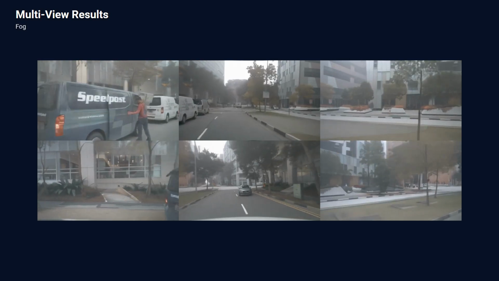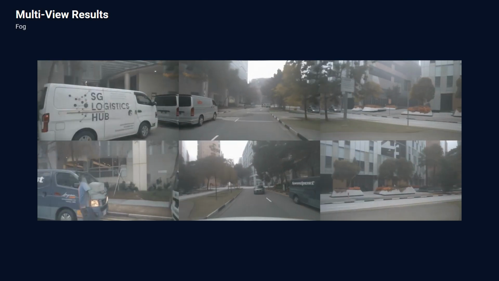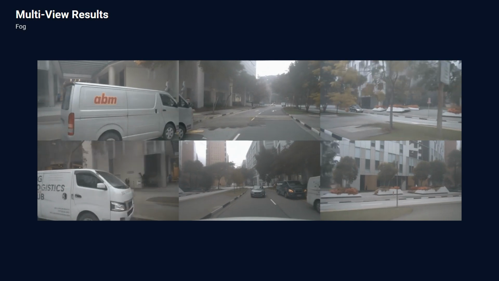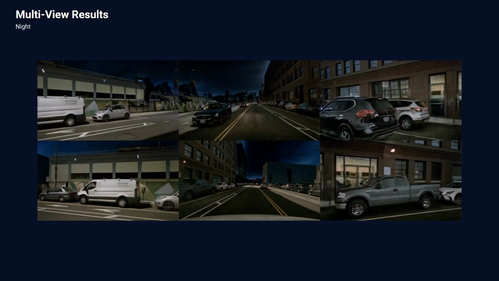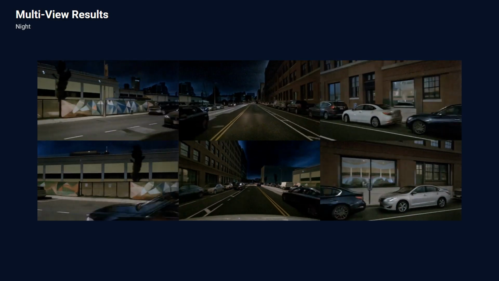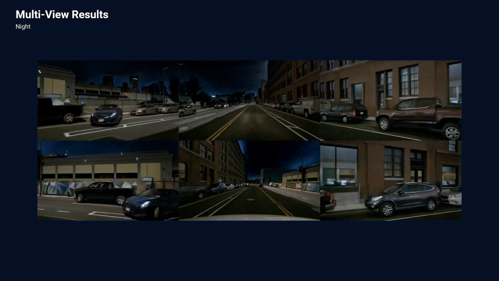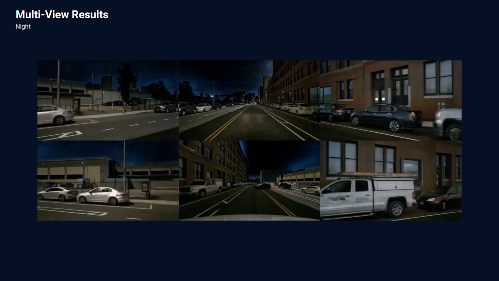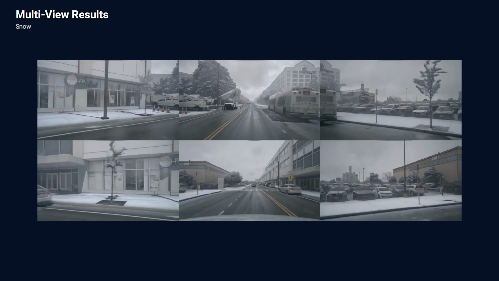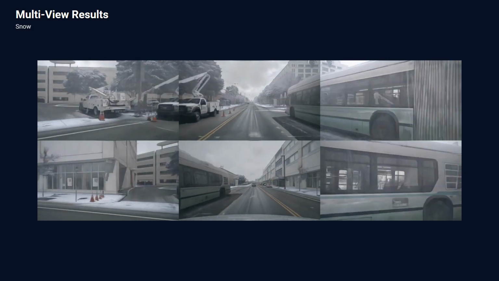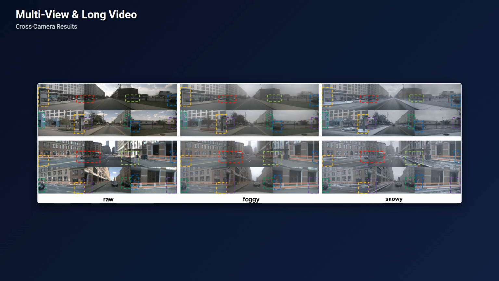Fog conditions. Same fog density across all camera views. Nighttime conditions. The same vehicle appears in adjacent views, with consistent color and lighting. Snow conditions. Cross-view consistency is excellent. No visual seams between cameras. All views maintain unified weather appearance. Objects share identical style across cameras.